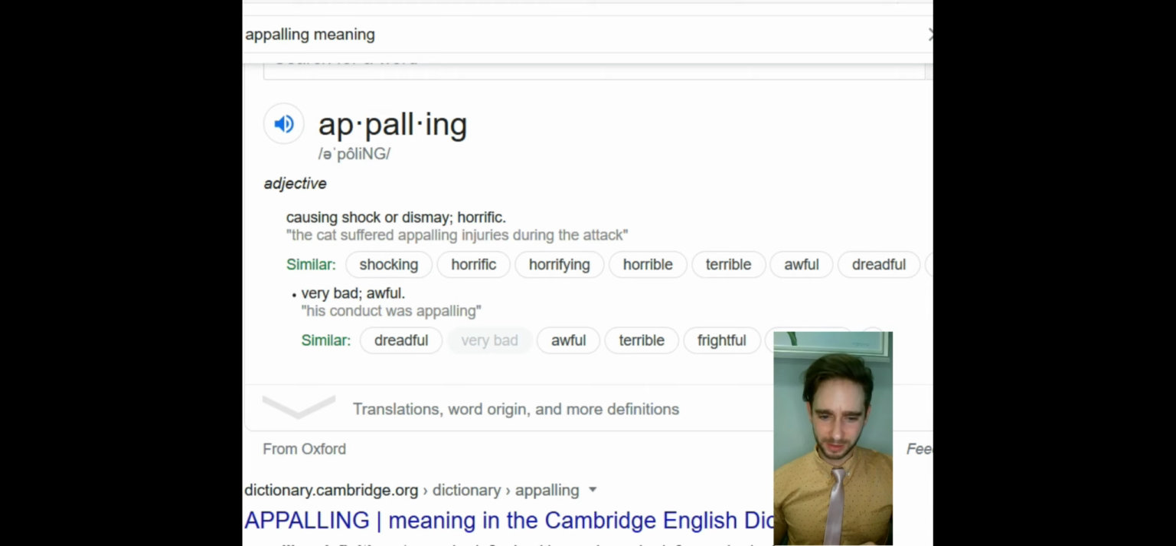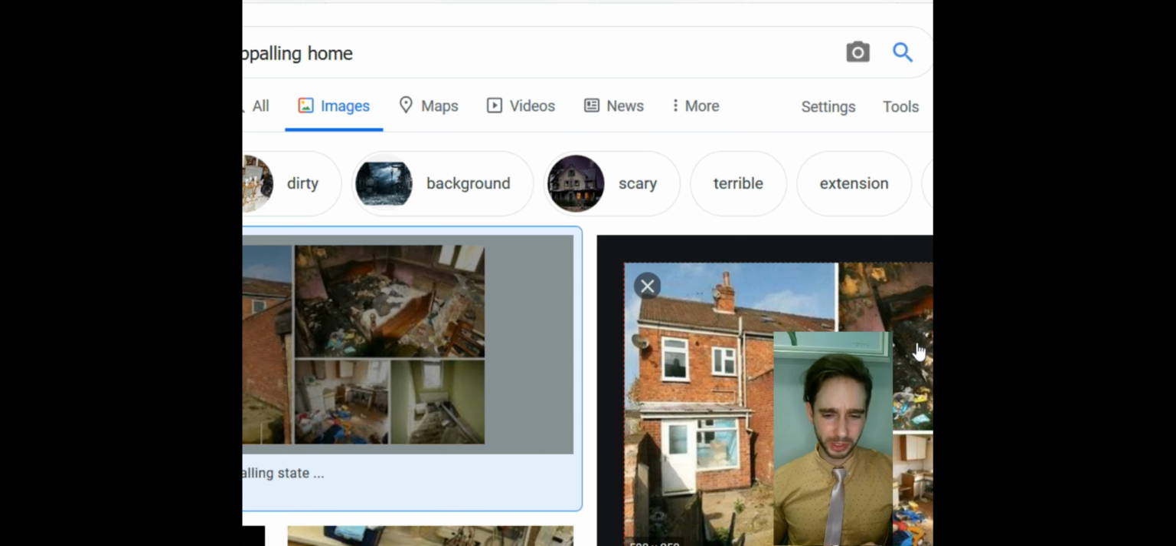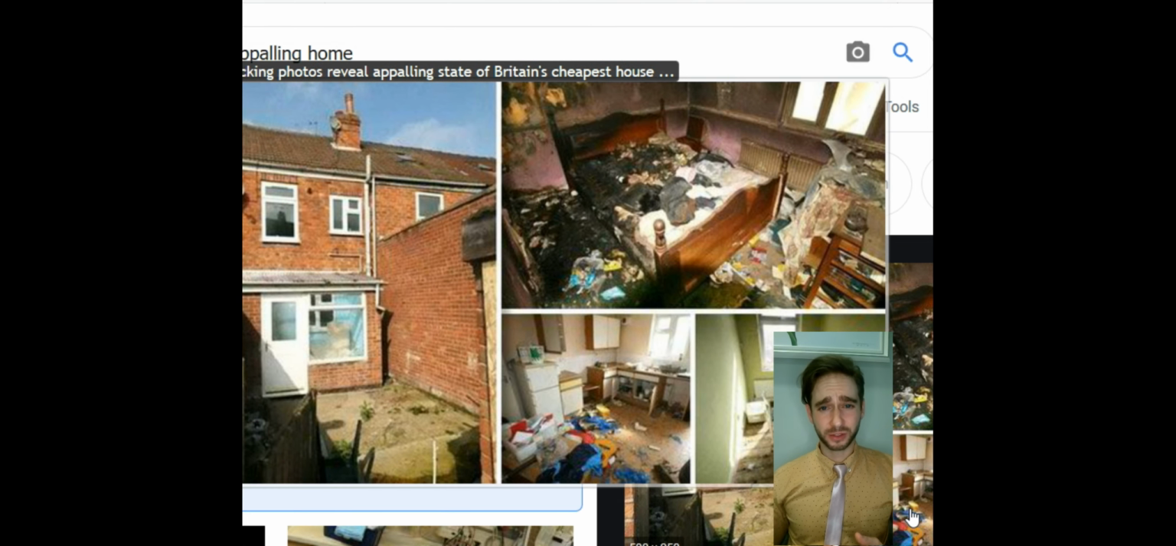Here we can see this home is absolutely appalling. Very, very dirty, very untidy, and things seem to be in dismay. It doesn't look like a very nice place to be in, and I definitely would not want to live in those places. So this is a home that is absolutely appalling.